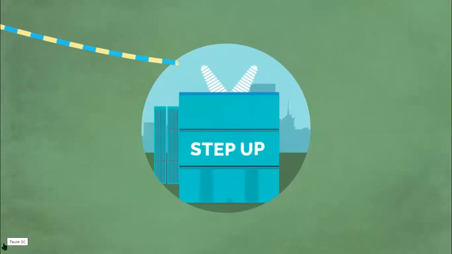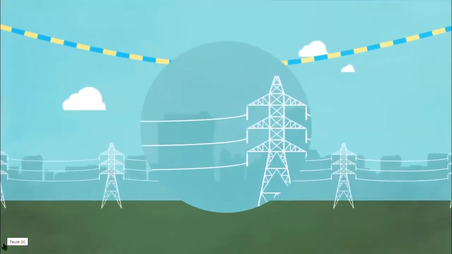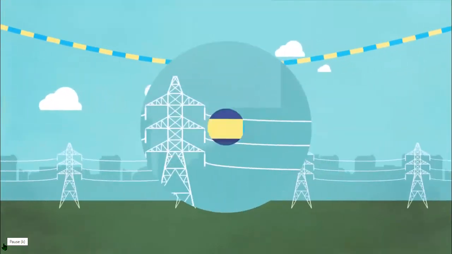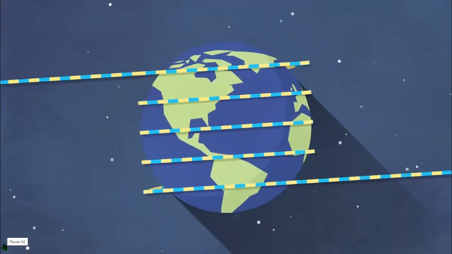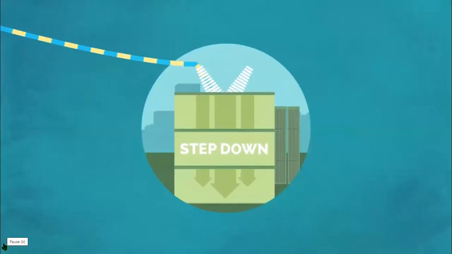First, it is stepped up by a transformer from low voltage to high voltage. Think of it as an on-ramp to a high-speed interstate, where it can travel long distances efficiently. The US has enough high voltage lines to travel around the Earth 8 times. Once it reaches your city or town, a step-down transformer lowers the voltage.